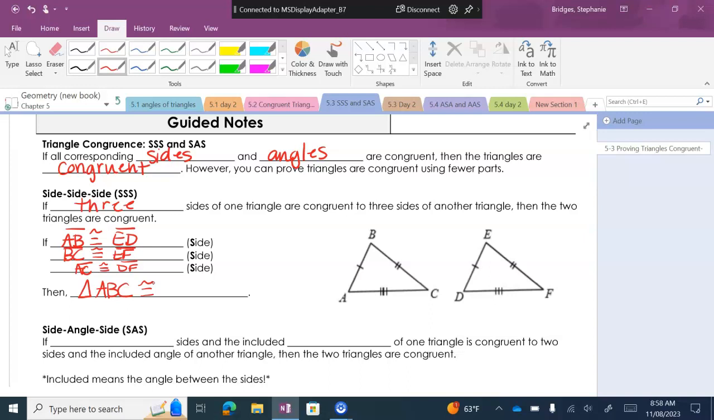Say that again. DEF, yes. If you look at your picture, do you notice that angle A is in between the side with one marking and the side with three markings? So since we started with that angle, we want to pick which angle is in the same position in the other triangle. We chose D because D is in between the sides that have one marking and three markings.